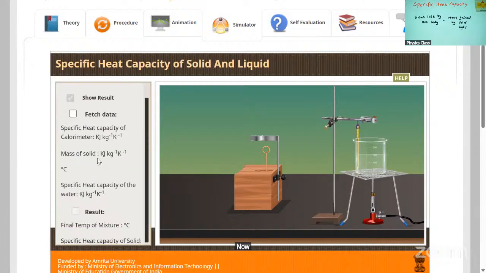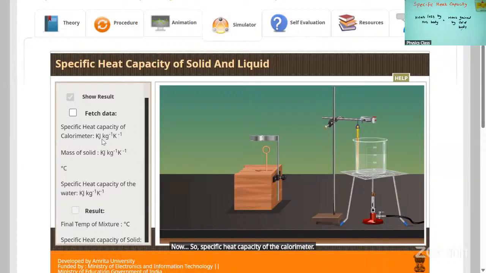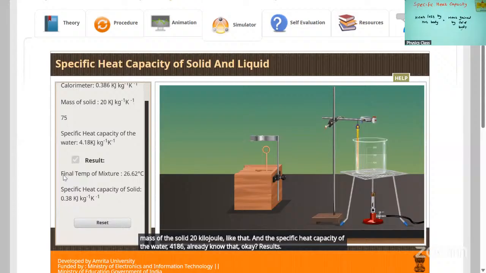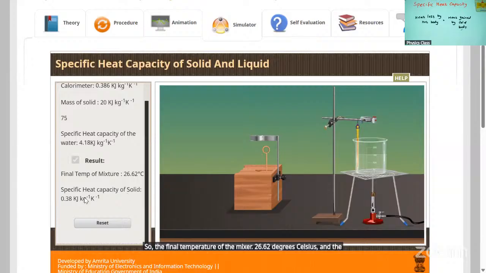Now results. We have to fetch the data. Here you can see the specific heat capacity of the calorimeter 0.386, mass of the solid 20, and the specific heat capacity of the water 4186, which we already know. Result: the final temperature of the mixture is 26.62 degrees Celsius, and the specific heat capacity of the solid is 0.38.